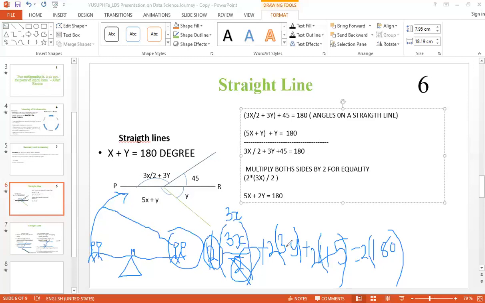This will be what? 2 times 3. That's plus 6y. Plus 2 times 45. That's what? Plus 90. And that's equals to what? 2 times 180. That's equals to what? 360. That's 360 degree. Okay? Yes, sir. Yeah.